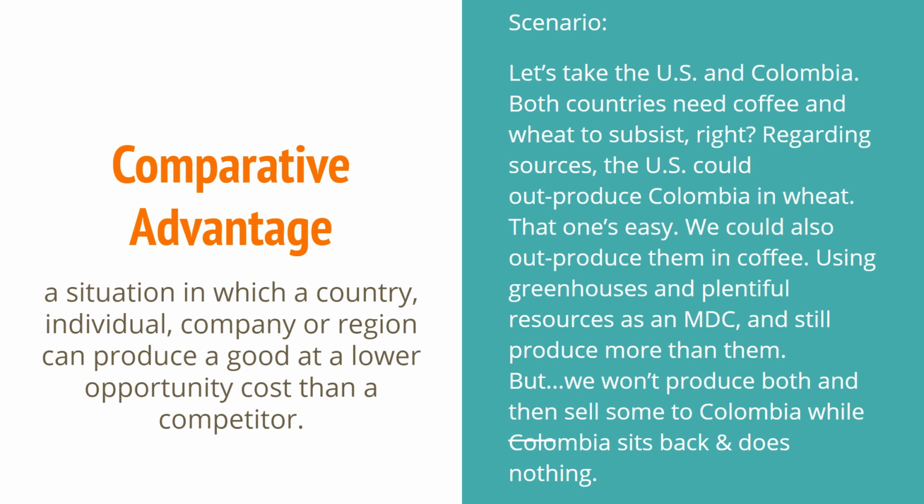Instead, what we will do is we will say, you know what? We'll focus on the wheat, all right? Because we can actually produce more and think we're more ideal to do it better. Let's let Colombia focus on the coffee. They have a better climate for it. We would have to invest more in order to do that. We would have to add greenhouses and other things like that in order to make it work. They're more naturally inclined to make it. So they have a comparative advantage over us because of the climate there, right?